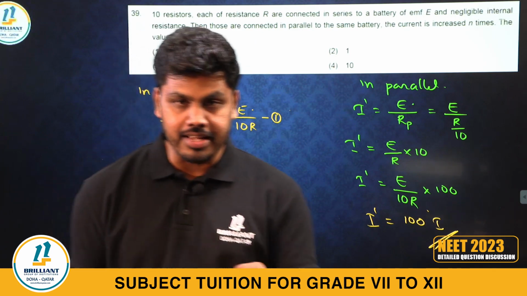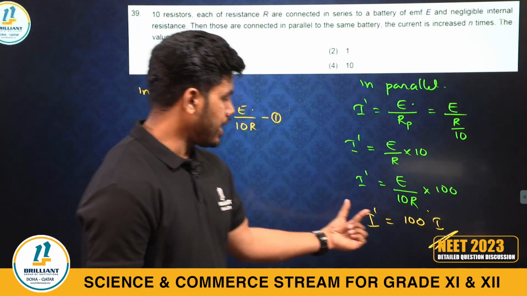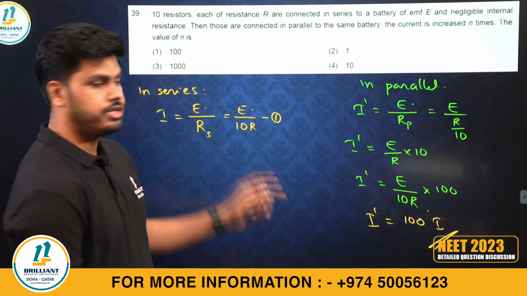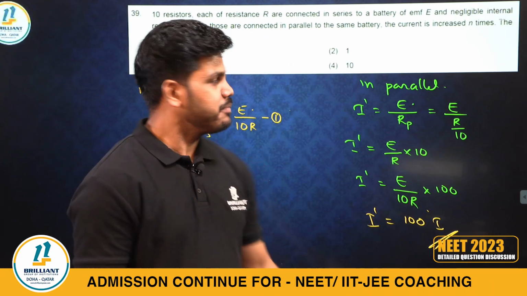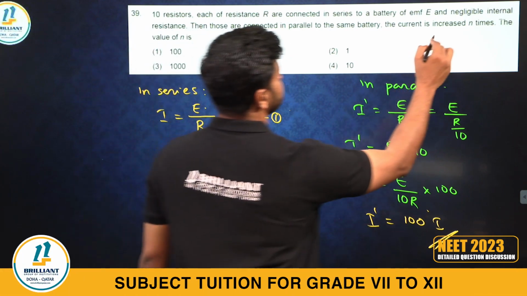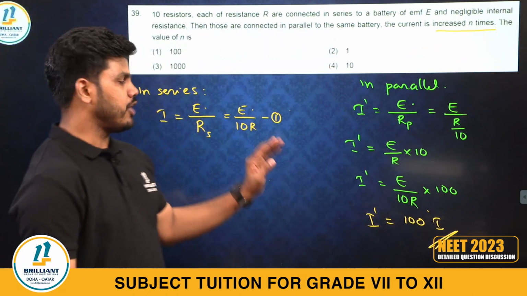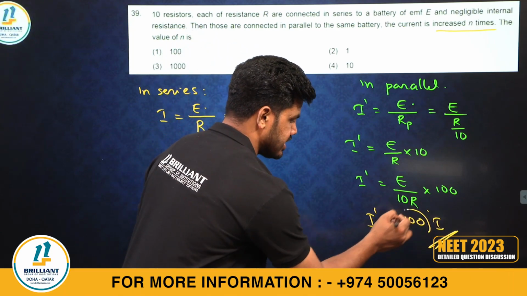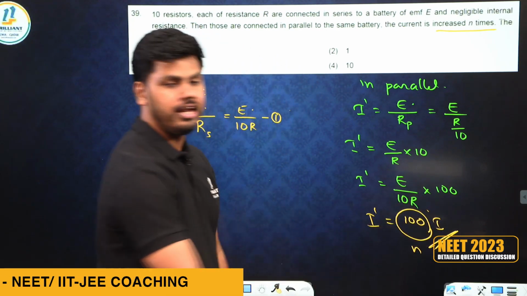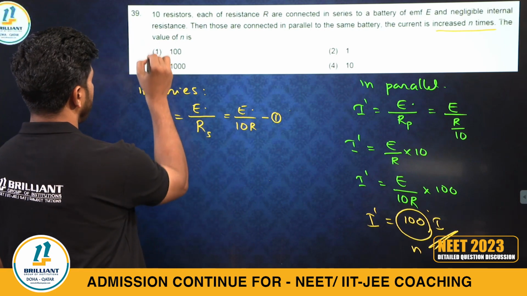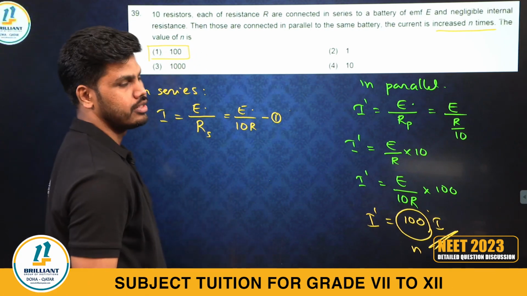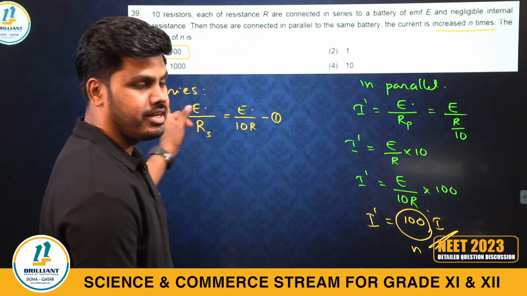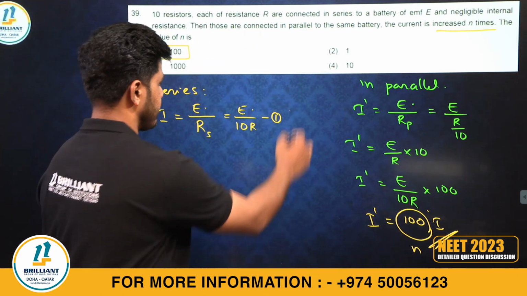When you connect the cells in parallel combination, the current becomes N times, 100 times the current in the series combination. Look at that. The current increased N times. When you change the series combination into parallel combination, current increases N times. So what is the value of your N? Value of N is 100, which is option 1. Question number 39, option 1 is the correct answer.